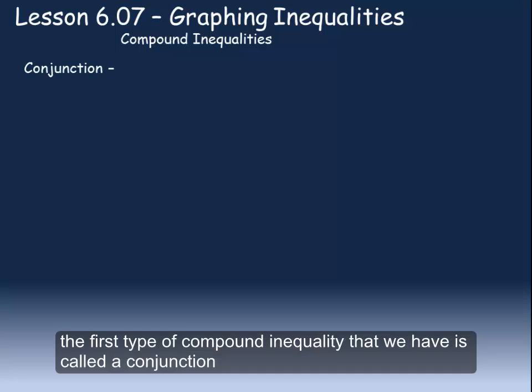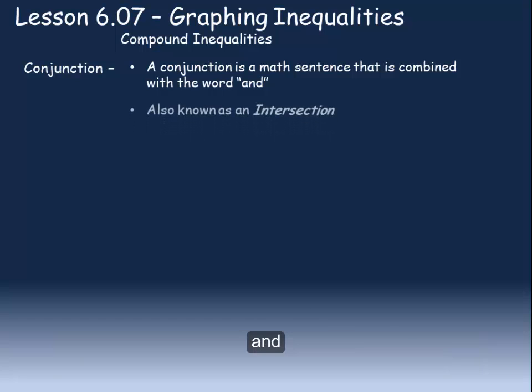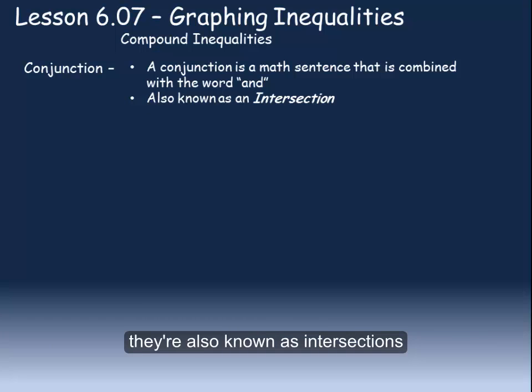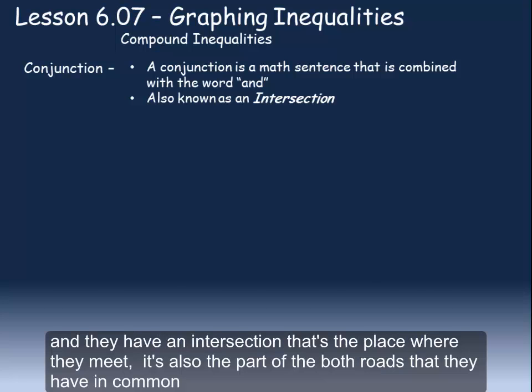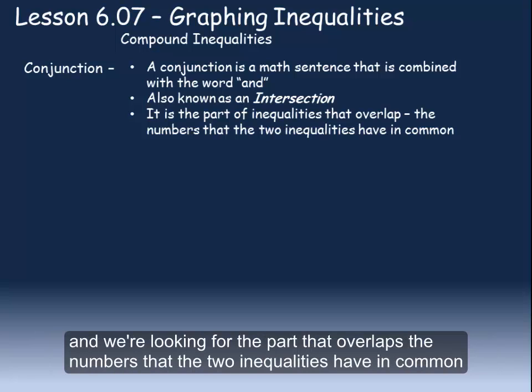The first type of compound inequality that we have is called a conjunction. A conjunction is a math sentence combined with the word "and." They're also known as intersections. And just like if you have two roads and they have an intersection, that's the place where they meet. It's also the part of both roads that they have in common. A conjunction is the part of the inequalities that overlap. So you have two inequalities joined with the word "and," and we're looking for the part that overlaps, the numbers that the two inequalities have in common.